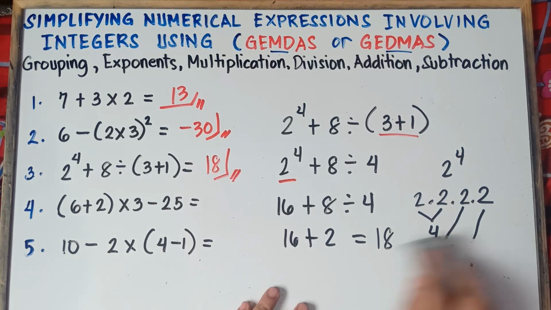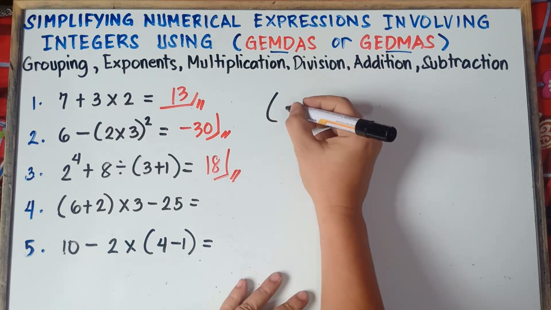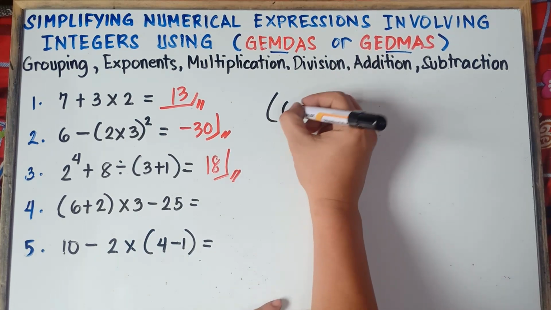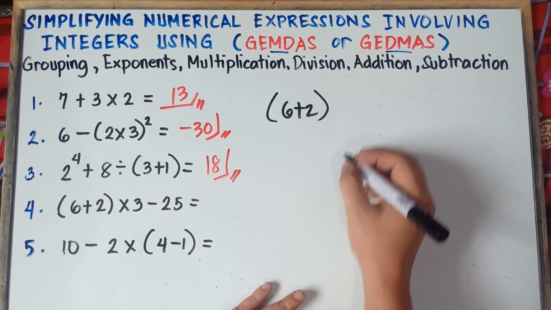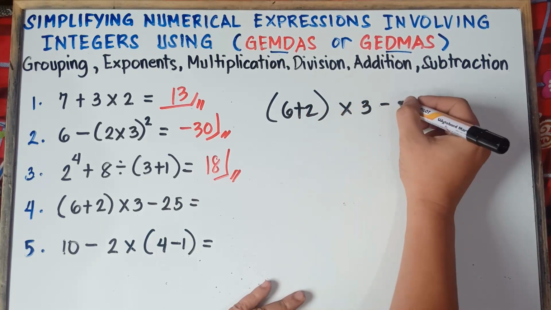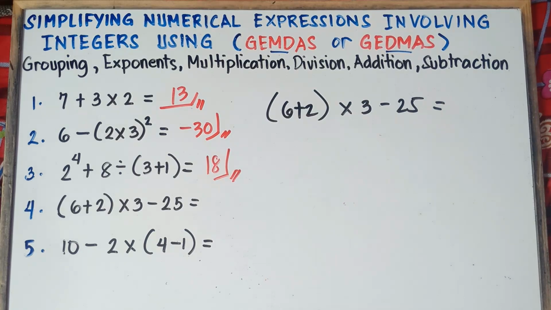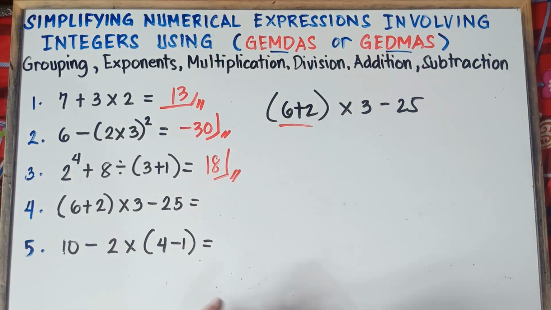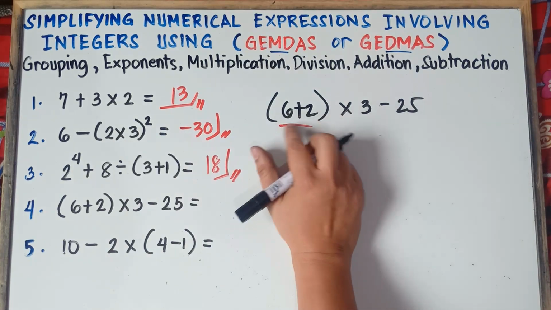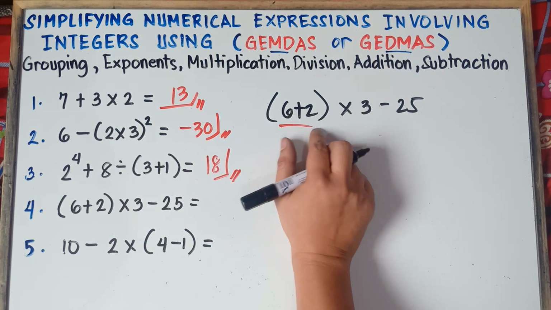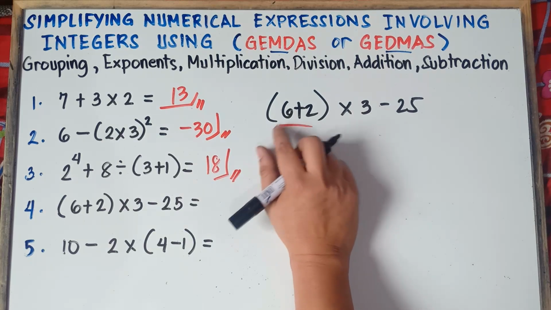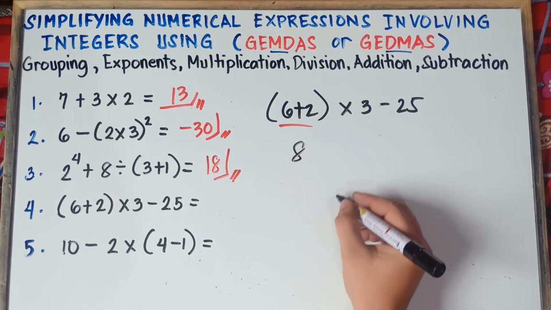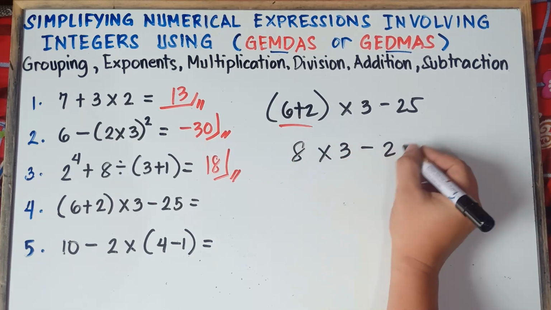Alright, so let's have example number 4. Let me copy the expression. We have parenthesis 6 plus 2, close parenthesis, times 3 minus 25. Alright, so simplify this one first. Inside the parenthesis, 6 plus 2, that is 8. So we can now remove the parenthesis, class, because we just simplified inside the parenthesis. So simply remove the parenthesis. This is 8 times 3 minus 25.